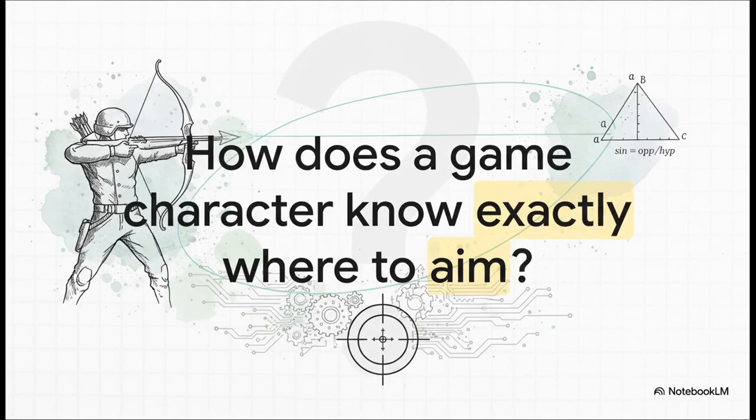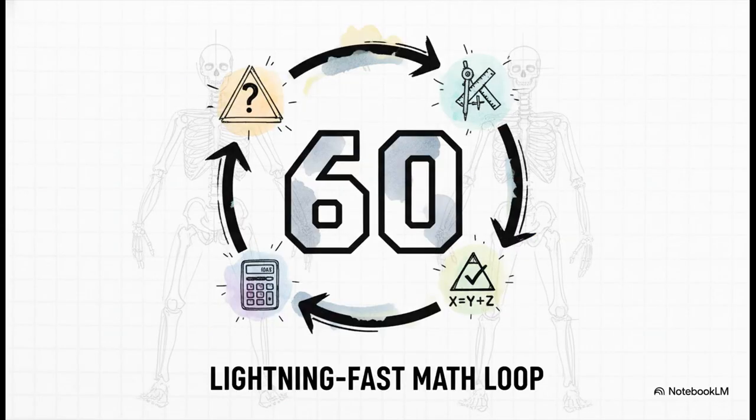Have you ever been deep in a video game and just stopped to wonder, how in the world does that character know exactly where to aim? How does the game figure out that perfect angle in literally a fraction of a second? Well, it's not magic, it's math. And it's happening so fast you can't even see it. We're talking about a tiny, lightning-fast, 4-step trigonometry loop that's running over and over again, about 60 times every single second, just to make that animation look perfectly smooth.